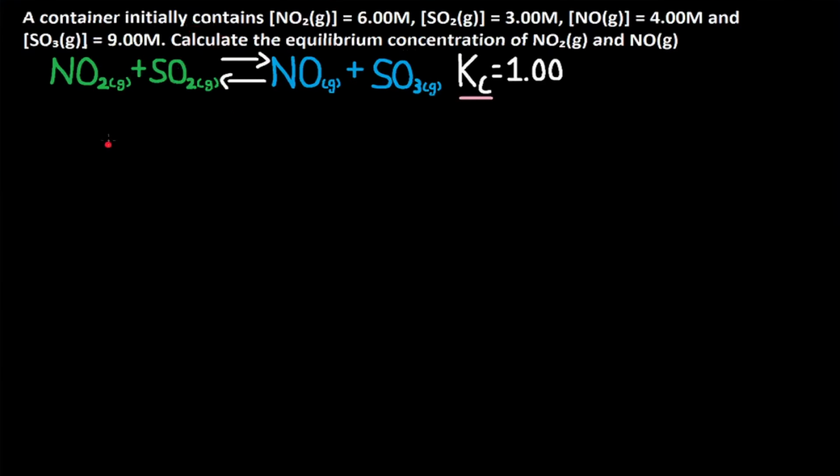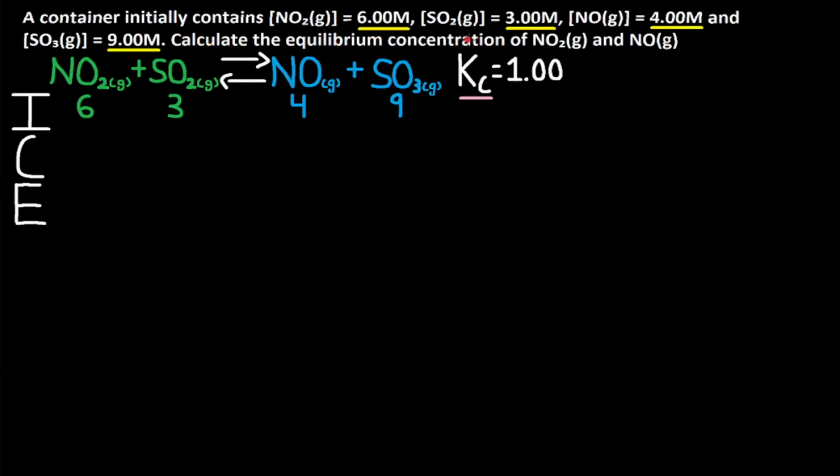Let's do this next problem. A container initially contains, whenever we have an initial amount, we know we have to use an ice table. So a container initially contains 6.00 M of NO2. M is just another way to write moles per liter, so this is the initial concentration of NO2. We have 6. SO2 we have 3, so we have 3. NO we have 4, so we have 4. SO3 we have 9, so we have 9 for the initial concentration of SO3.